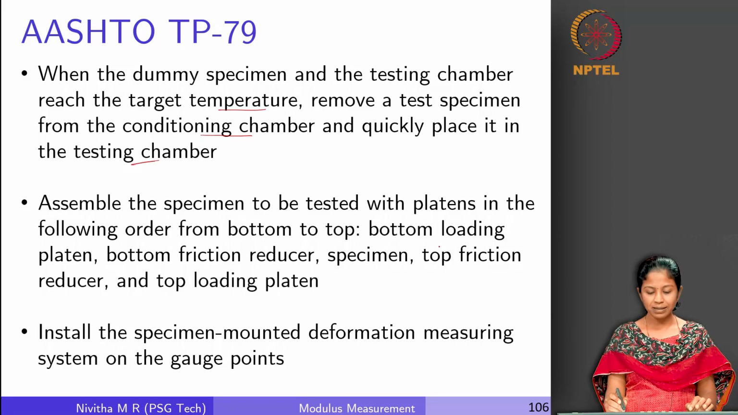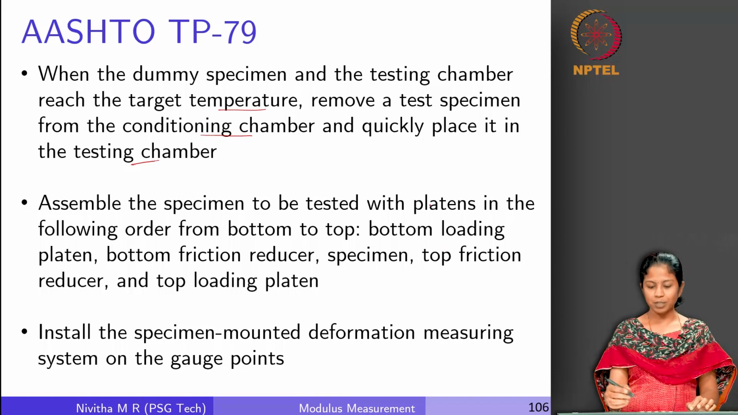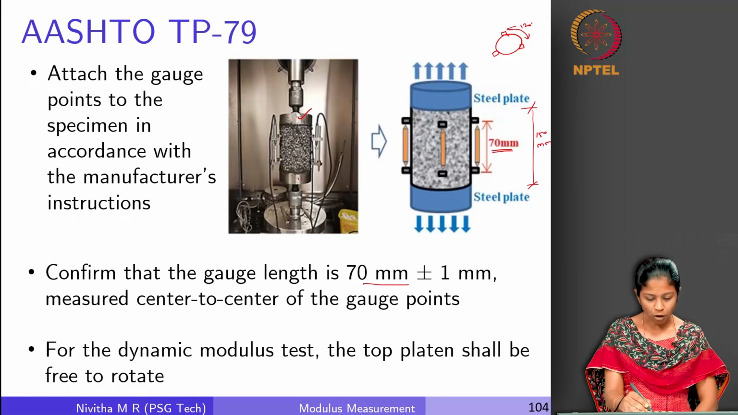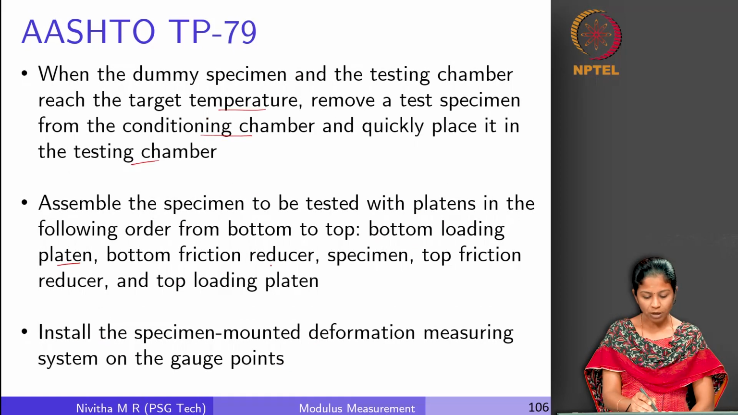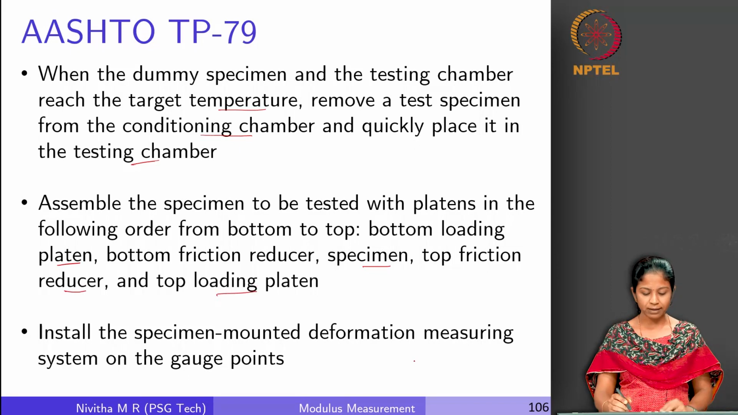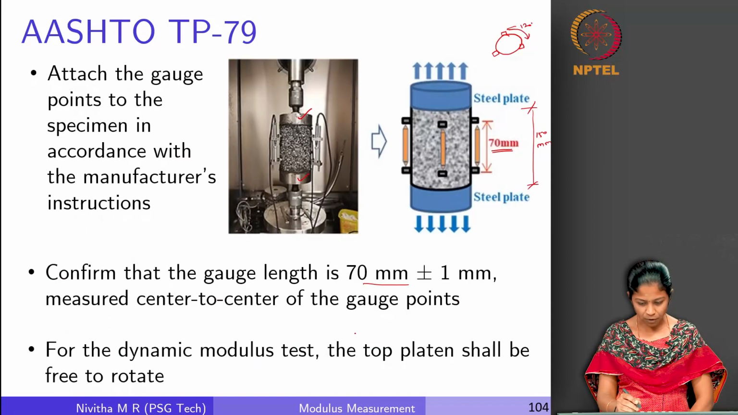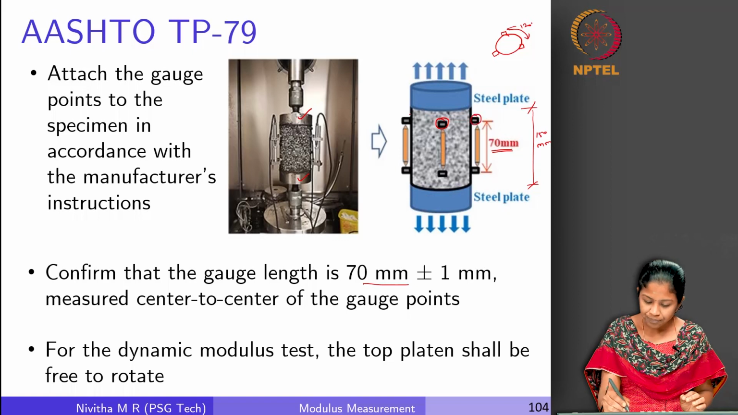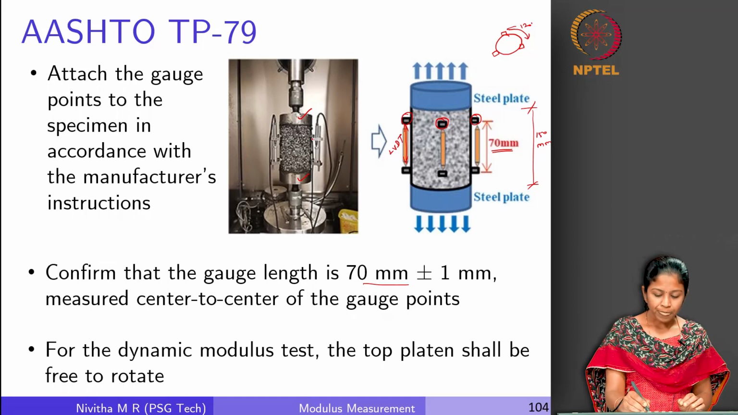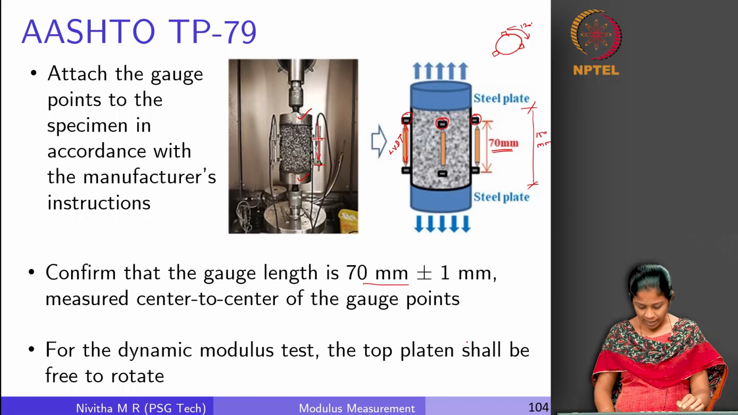We have to assemble the specimen with platen in this particular order from bottom to top. You can see here, this is your bottom loading platen, and then we have a bottom friction reducer, and then we have the specimen, top friction reducer, and then the top loading platen. We install the specimen mounted deformation measuring system on the gauge points. You can see here, these are the gauge points. We fix the LVDT, you can see a pictorial representation here. These are the gauge points and on that we have mounted the LVDT. This is going to give us the deformation measurement.